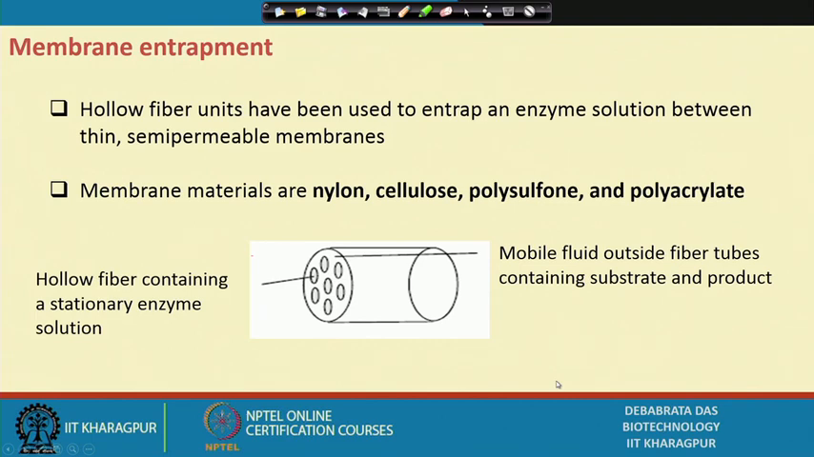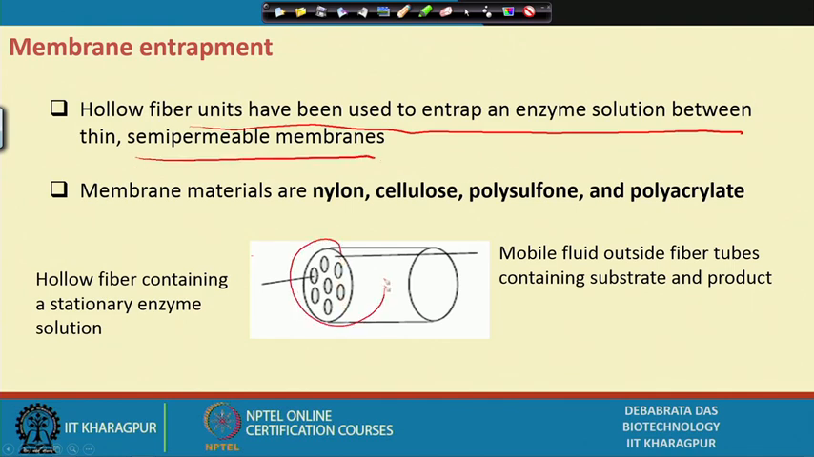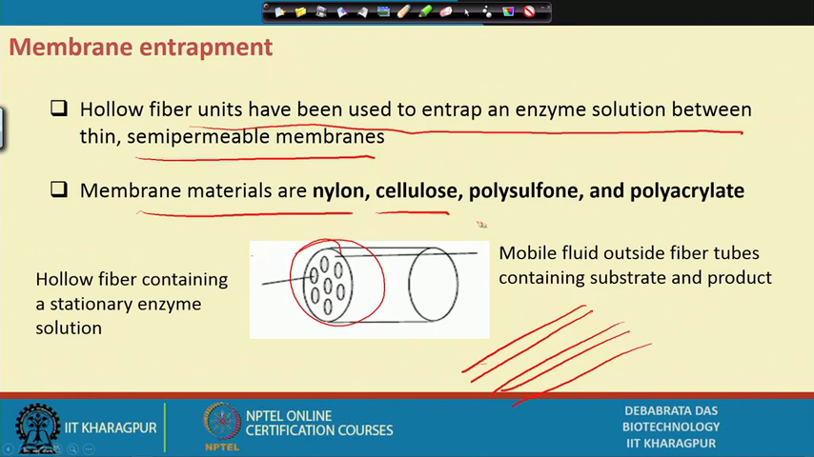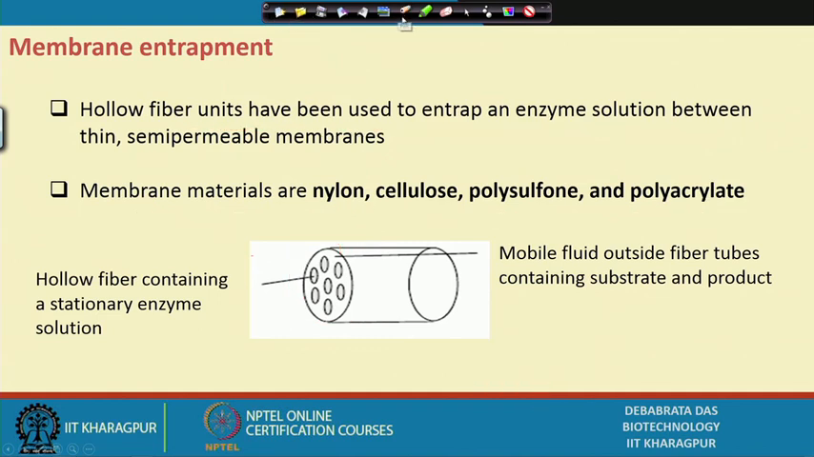Now, membrane entrapment. I talk about that particularly in case of soluble enzyme. A hollow fiber unit is used to entrap the enzyme solution between thin, semi-permeable membranes. You can see here the hollow fiber, a very small fiber, and inside this fiber the enzymes are entrapped. The membrane material may be nylon, cellulose, polysulfone and polyacrylate, so different types of membranes we can use.